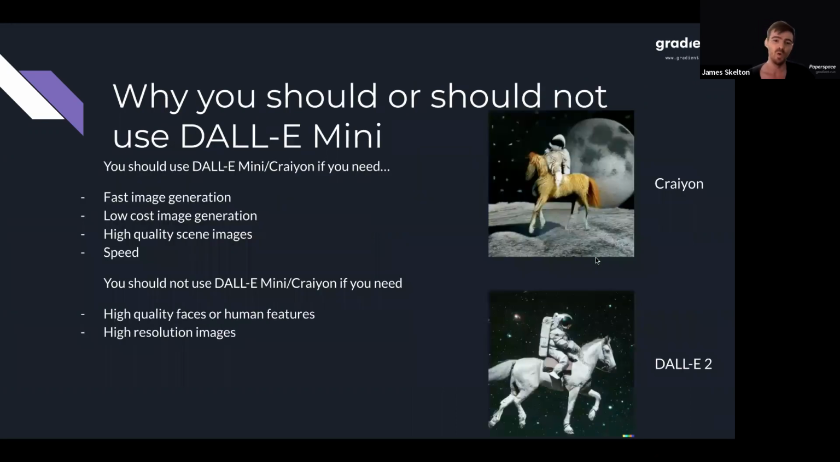So why should you not use DALL-E Mini, which is another way of saying when should you use some other image generation model? Well, I would say you should use DALL-E Mini or Crayon if you need images generated fast, because it is fast. If you need low-cost image generation, it can do this on very little GPU compute. I actually haven't tested it on CPU, but it might be possible.